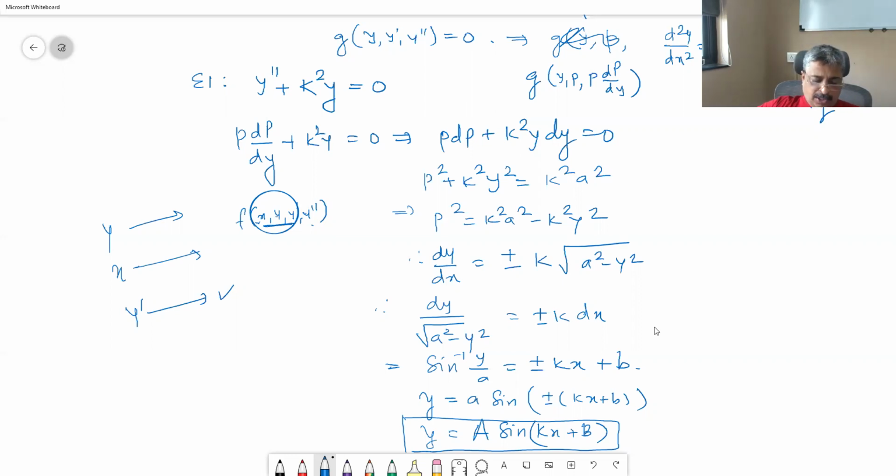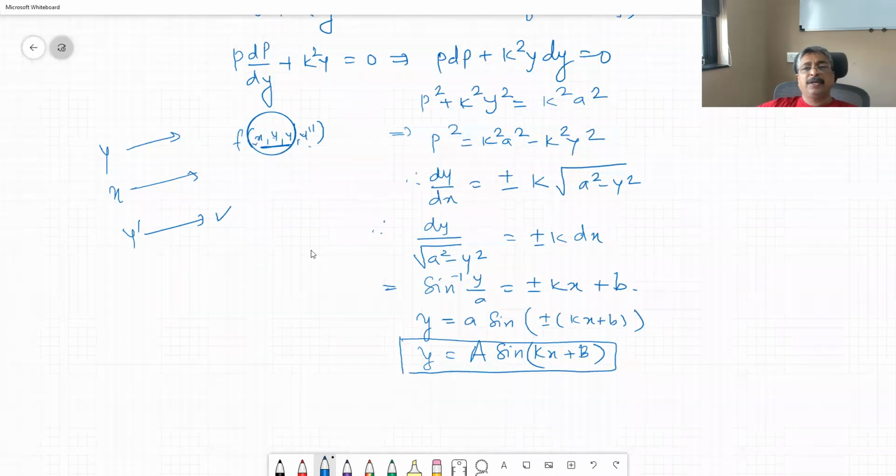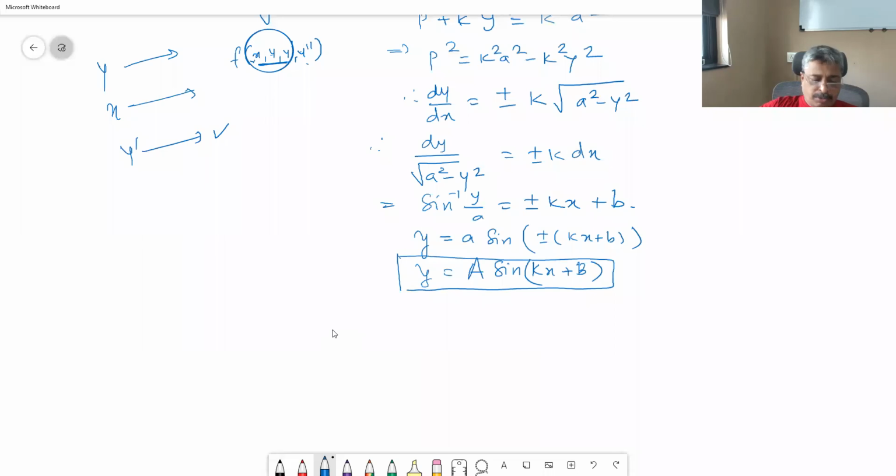The last one, independent, I mean, okay, I think we have to take one more problem in this. Second problem of this kind, which you yourself should be able to solve, e2 y double dash is equal to y dash square. Solve this.